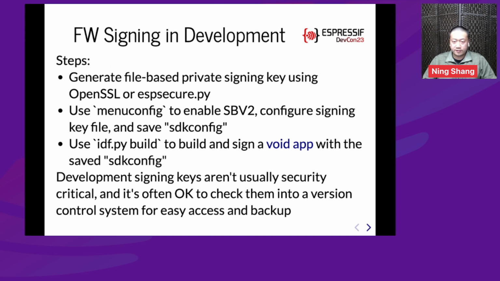Once everything is signed, we can just flash the bootloader and the app image onto the device to get Secure Boot enabled on first boot. Development signing keys are usually not very security critical, and sometimes it's okay to check them into a version control system for easier access and for better backup.